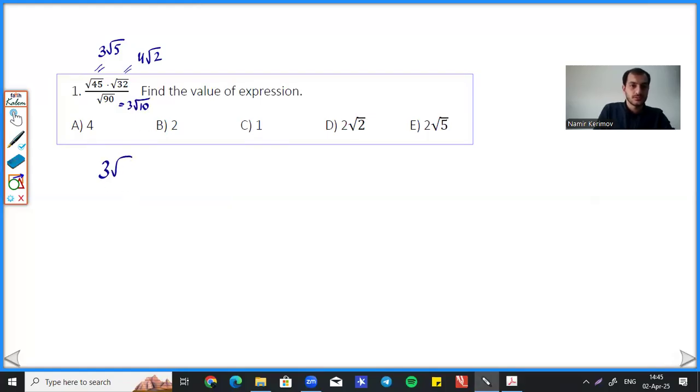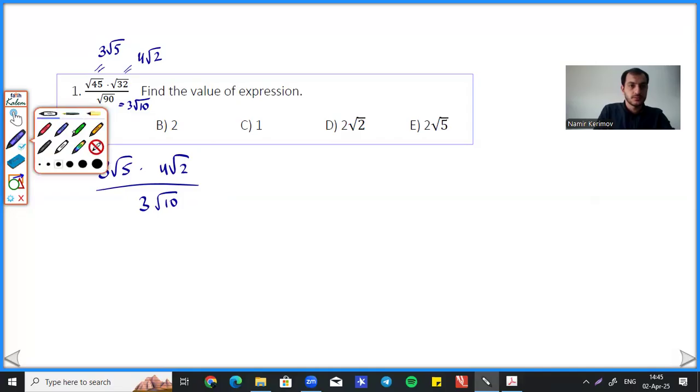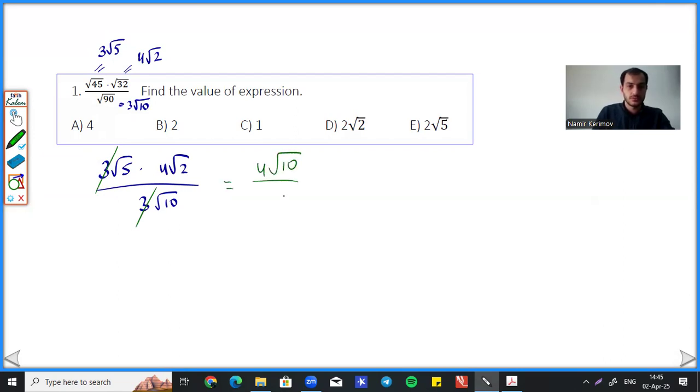So it's like 3 root 5 times 4 root 2 over 3 root 10. And then, before multiplying, it's better to simplify. So that will be 4 root of 10 in the numerator and root of 10 in the denominator. And then we can simplify that root of 10, which gives us 4, which is the answer.